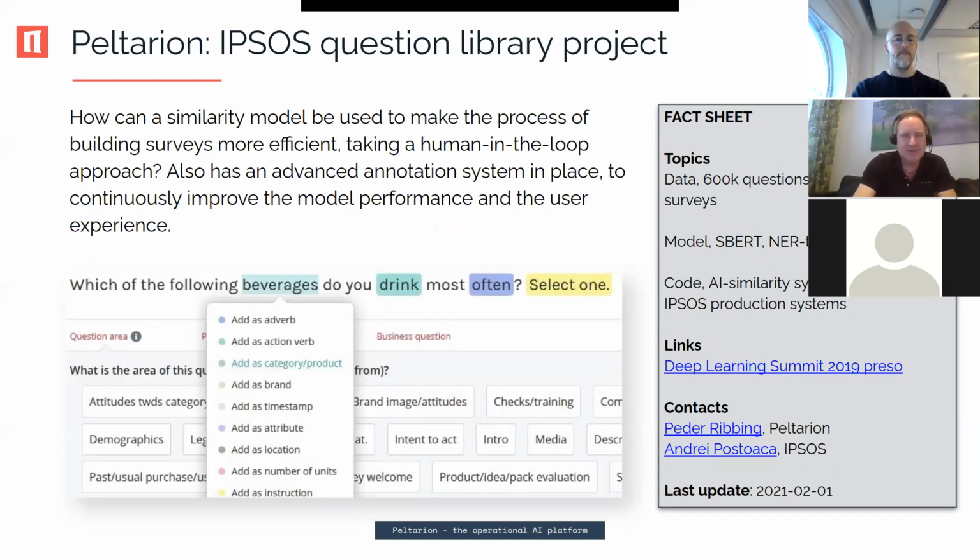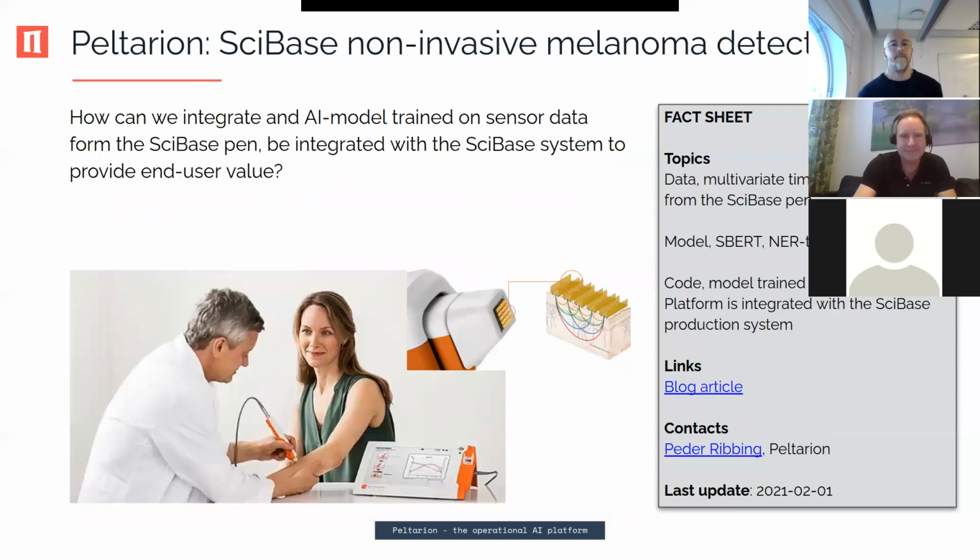Here's another system that we put in production with one of the biggest market research companies in the world, called Ipsos. Sybase is another company that also made use of the Peltarion platform and integrated that into their system to basically be able to identify melanoma in a non-invasive way using time series data that they get from this kind of pen that you see in the picture here.